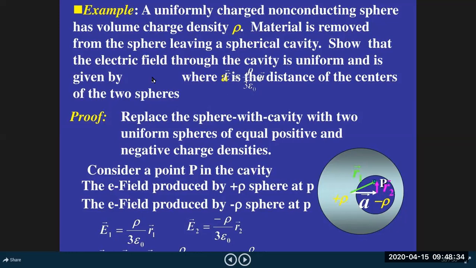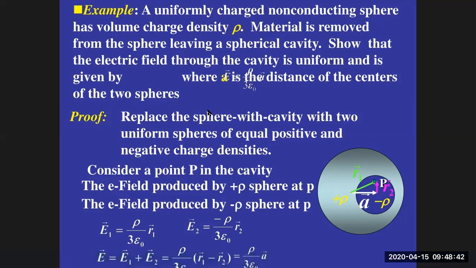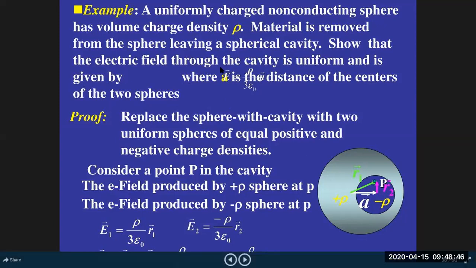Material is removed from the sphere, leaving the spherical cavity, so that the electric field throughout the cavity is uniform and is given by, where A is the distance between the centers of the two spheres. Remember, this is the center of the bigger sphere, and this A is the distance between the two centers, the center of the small sphere and the center of the bigger sphere. This is the distance A.